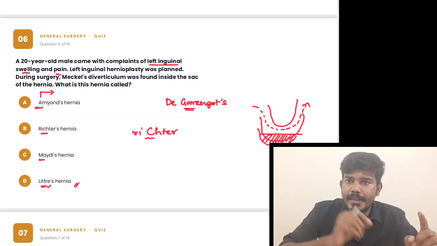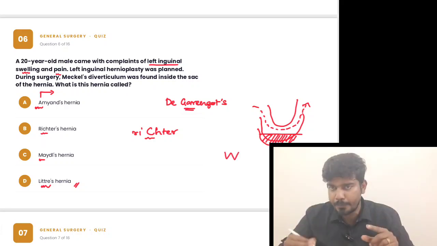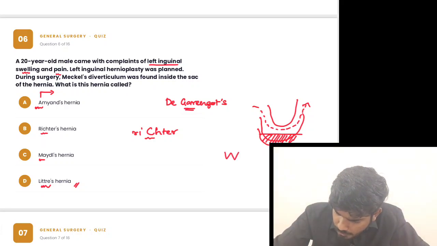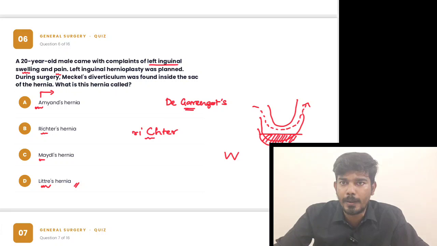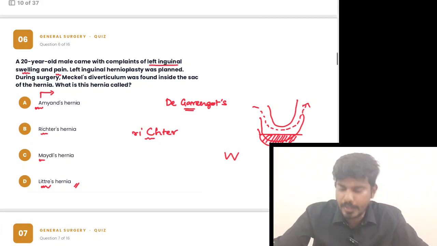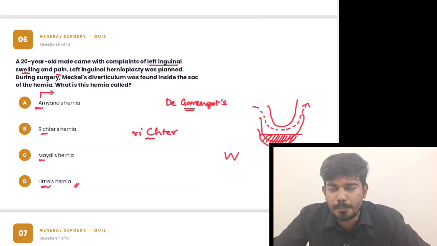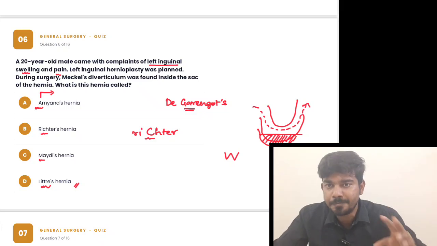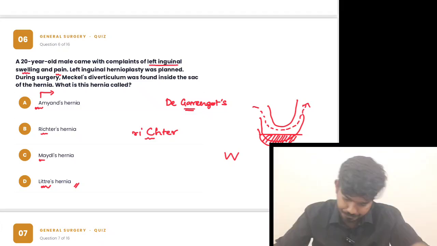Then what is Maydl's hernia? Maydl's, we have to remember it as W. The segment of bowel gets trapped in a W shape. Because it is trapped in a W shape, this segment is what is visible to us outside. The center segment of the W inside is not visible to us. It will undergo strangulation, that is where the problem is. It will go for obstruction, strangulation. Sorry, it will go for strangulation. So it is not visible outside, and inside it keeps going on to strangulation. So this is also very important.